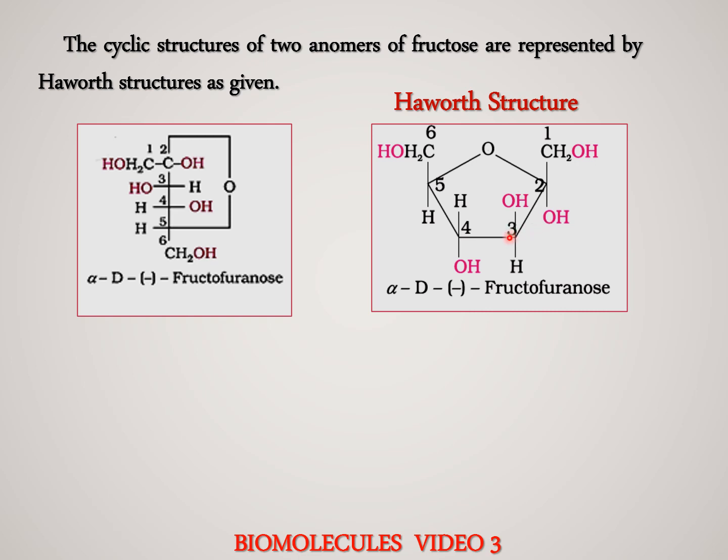Carbon number 3, if you compare, OH on the left, H on the right. So carbon number 3 has OH above the plane and H below the plane. Carbon number 4, H on the left, OH on the right. So carbon number 4 has H above the plane, OH below the plane.